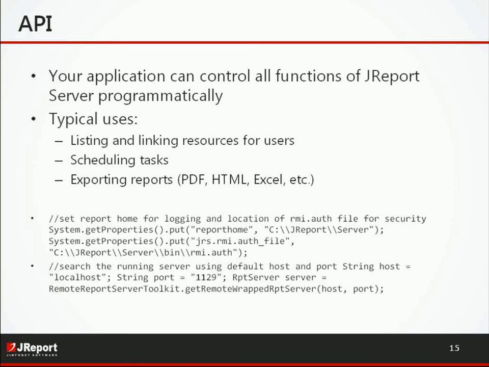APIs, more on some typical examples. So as I mentioned before, we give you a wide range of APIs in our JReport API library, which allows your application to basically control all functions of JReport programmatically. And some typical uses would be listing and linking resources for users, scheduling tasks, exporting reports via PDF, Excel, HTML, however you decide to do that. And here are some sample lines of code showing how you would set your report home, how you would set your report home server, for instance, or how you would search the running server, specifying the default host and the port string. So that's basically how you would go about that. And we have a full knowledge base online which details all this, and we can show you this in more detail on a customized demo.